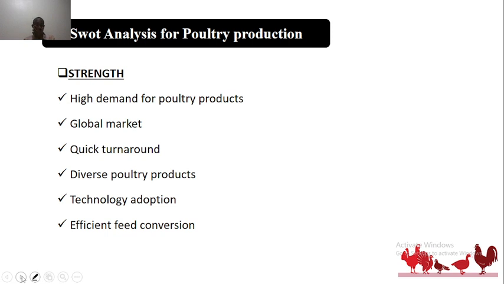The SWOT analysis of poultry production: in Uganda, there is an increase in high demand of poultry products, for example eggs and meat. Then there's the global market, for example our nearby country Kenya, to which we export. Then we have the quick turnaround, diverse poultry products, and technological adoption. We have efficient feed conversion, whereby these birds convert feed highly. For example, broilers within 3 weeks convert feed to 1.5 kgs.